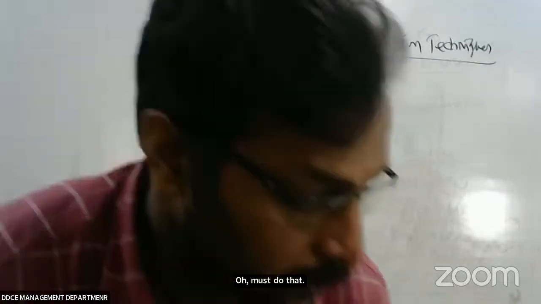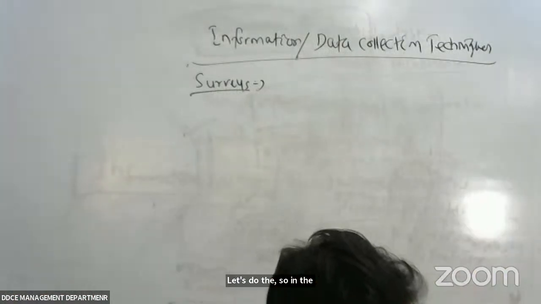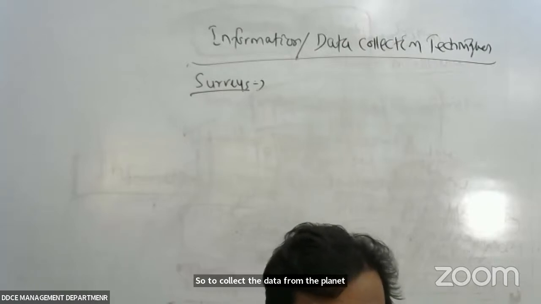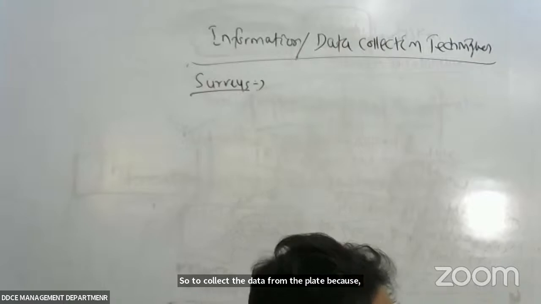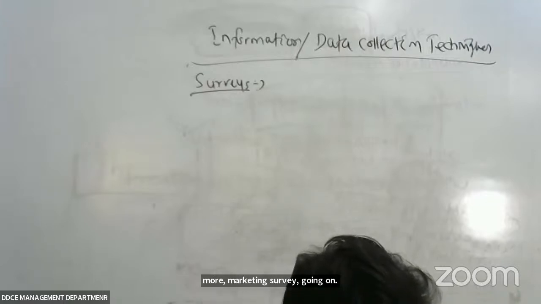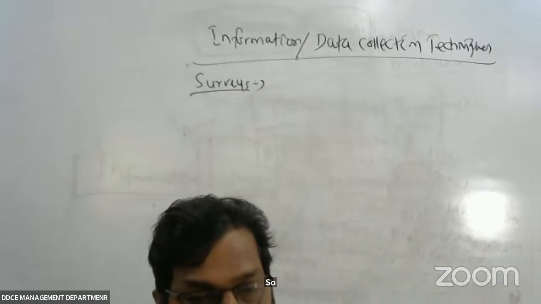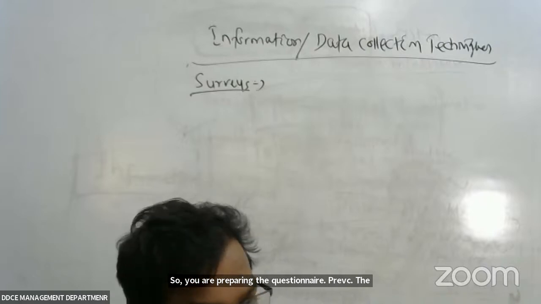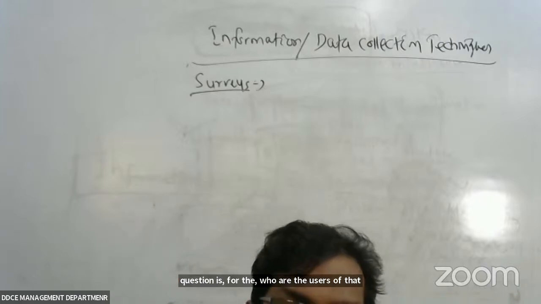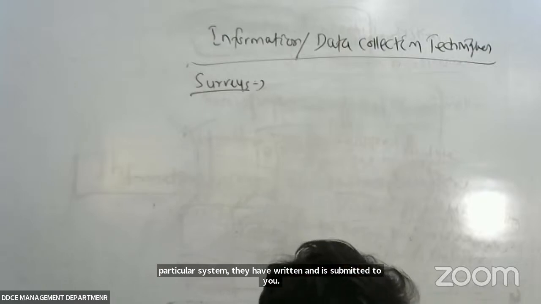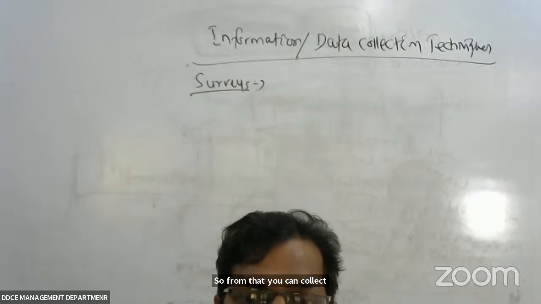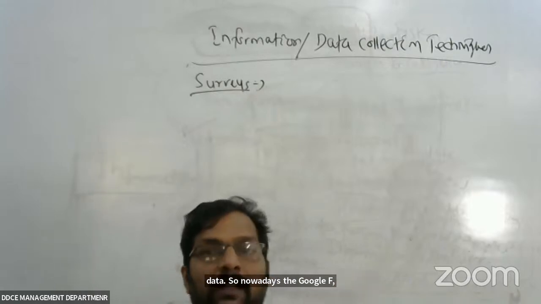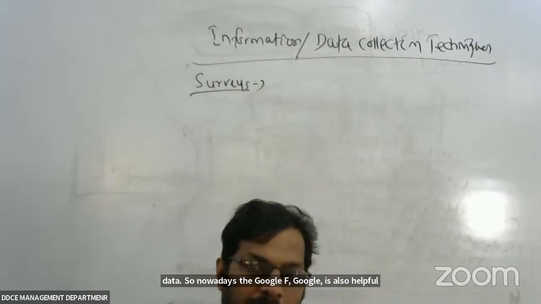First is the survey. In the survey, a questionnaire is prepared to collect the data from the field, because many marketing surveys are going on. The questionnaire is submitted to the users of that particular system. They write and submit it to you, so from that you can collect a large amount of data. Nowadays Google Forms is also helpful to prepare it.